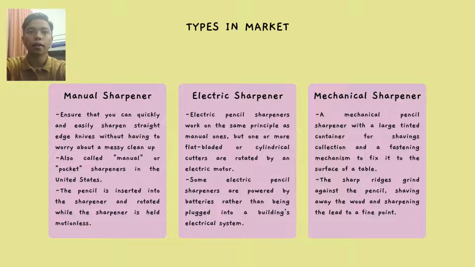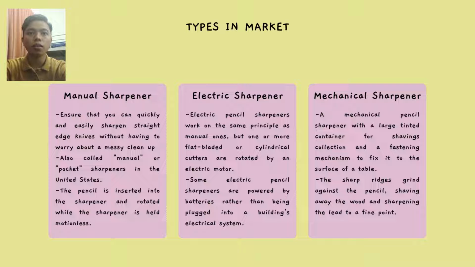For the types in the market, many different types of pencil sharpener were created in terms of size and shape. First one is the manual sharpener. A manual sharpener ensures that you can quickly and easily sharpen a pencil without having to worry about a messy cleanup. Also called a manual or pocket sharpener in the United States. The pencil is inserted into the sharpener and rotated while the sharpener is held motionless.